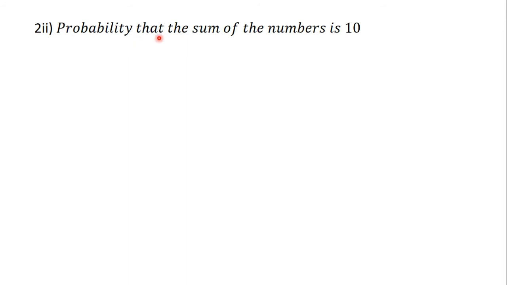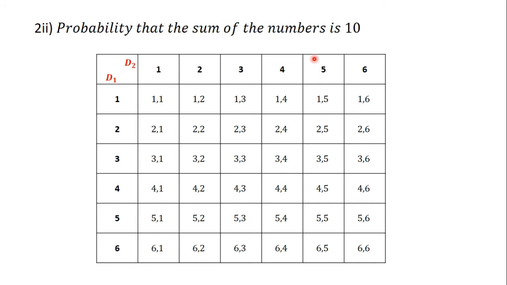We are looking for the probability that the sum of the numbers is 10. So here's our table once again. We look for the members that when you add them, you are going to get 10. So we have 4, 6. We have 5, 5. And 6, 4. When you add these members, you are going to get 10. We have 3 of them, so the probability is 3 divided by 36. And when you simplify this, you are going to get 1 divided by 12.